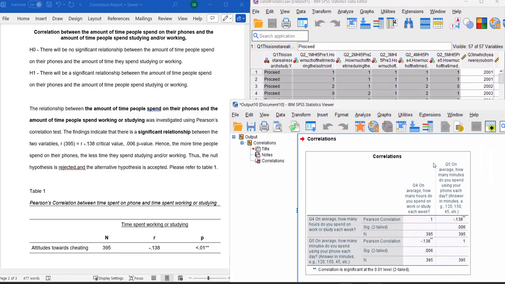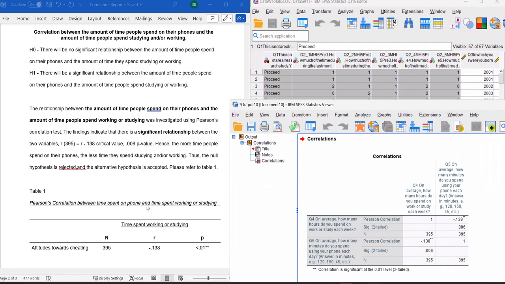I am going to examine the data by first finding the p-value to determine if the null hypothesis should be accepted or rejected. In this case, the p-value is 0.06, which is significantly less than the threshold of 0.5 or even 0.1, meaning that there is a statistically significant relationship between the amount of time people spend on their phones and the amount of time people spend working or studying. As a result, we can determine that the alternative hypothesis is accepted and the null hypothesis is rejected.